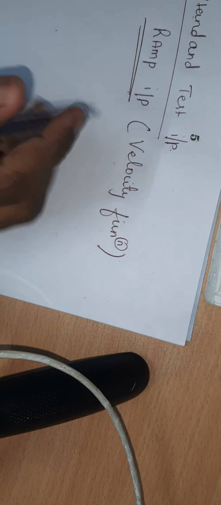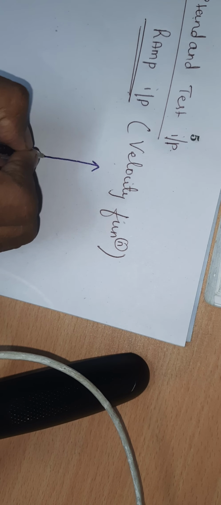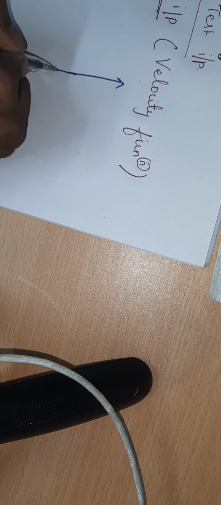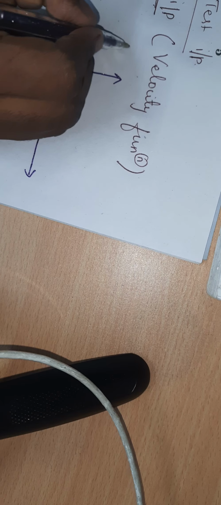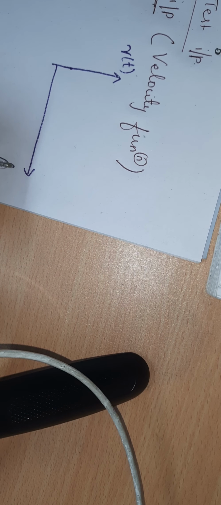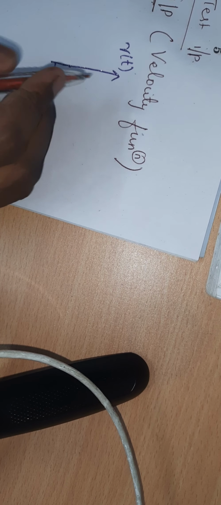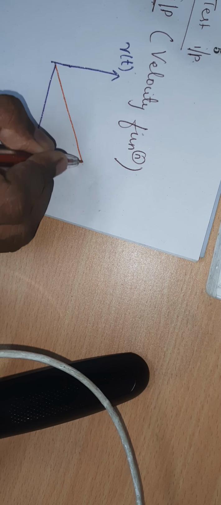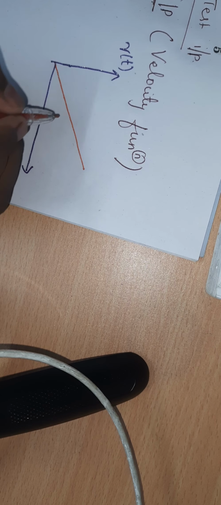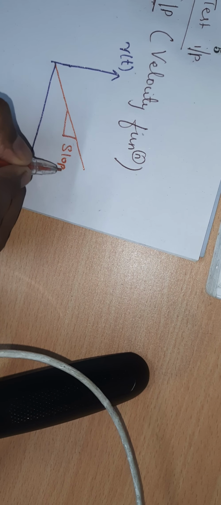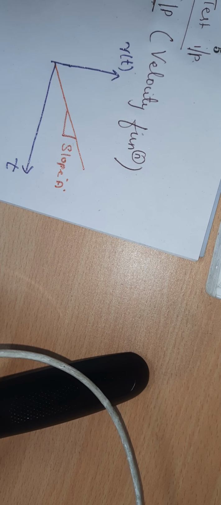My input is R of t, where t is with respect to time. We are going to see how the waveform appears. It's a ramp input. This is how I get the ramp input, and this has a slope of A.